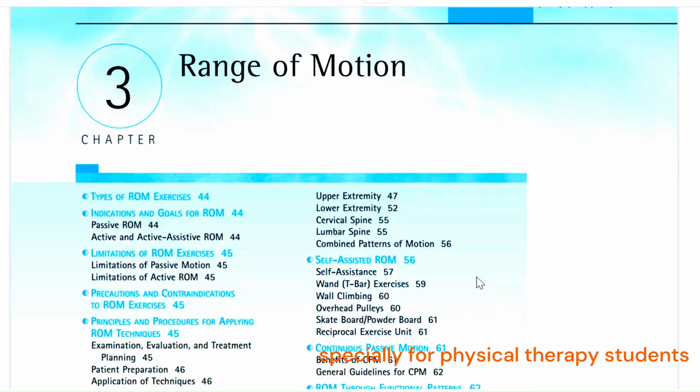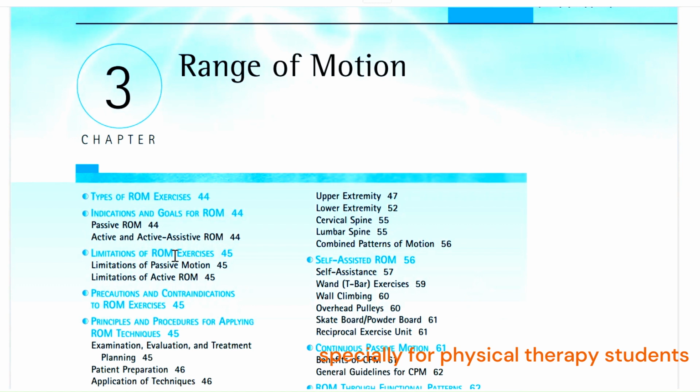Back to the main lecture. Today we are going to start the English lectures, and we are going to start from chapter number 3, that is range of motion. In this context we can first discuss the introduction of range of motion. After that we can discuss the types of range of motion exercises, indications and goals, and limitations of range of motion exercises, like what kind of limits passive motion has, or active motion has, or active assisted motion has.